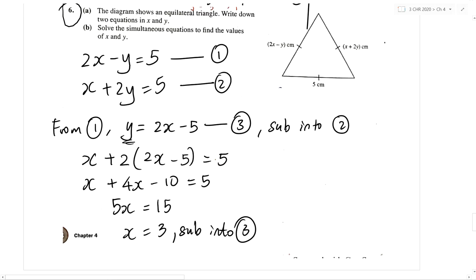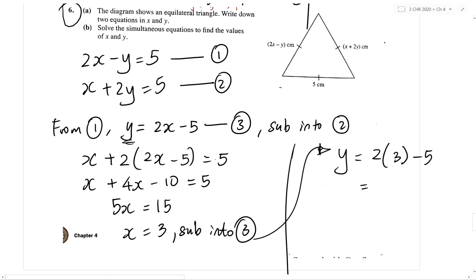Now if you sub into equation number 1, then you have 2 times 3 minus y equals to 5. And then you still need to go and find y. If you sub into equation number 2, you end up with 3 plus 2y equal to 5. You still need to go and find y. As compared to you sub straight away into equation number 3, they already tell you the answer for y. Okay, so we have y equals to 2 times 3 minus 5, which is 1.